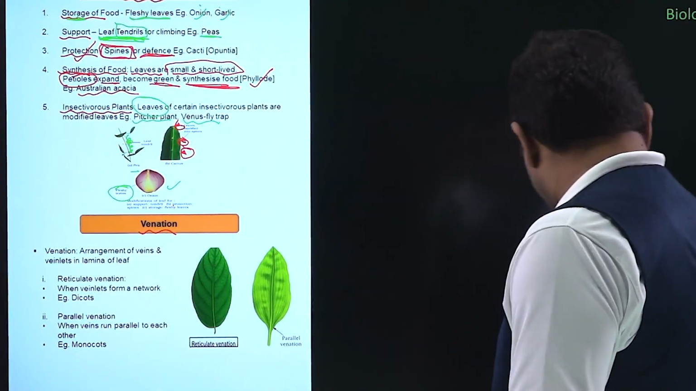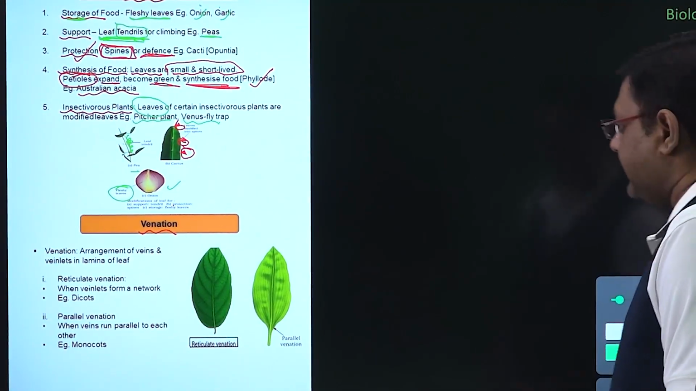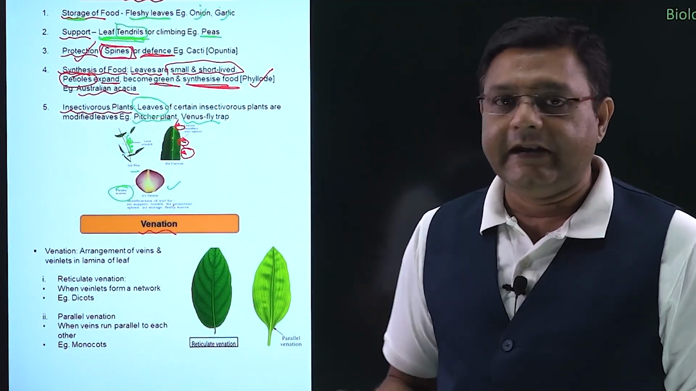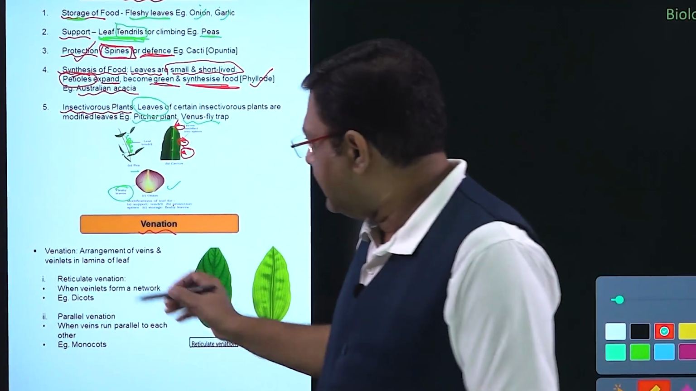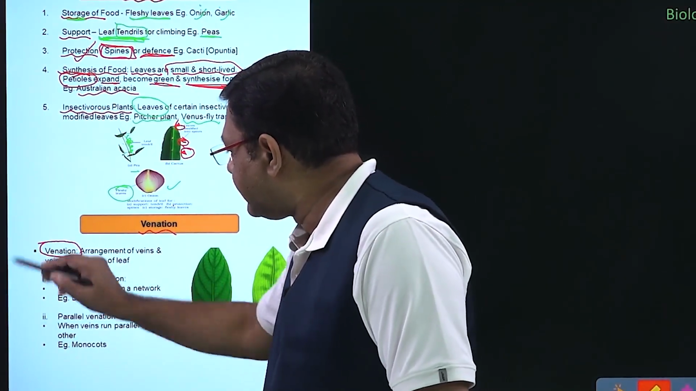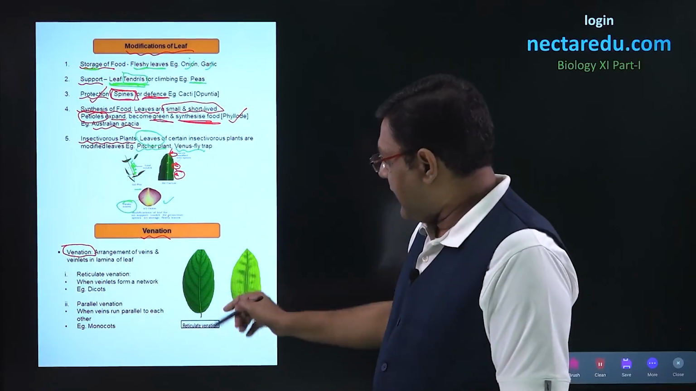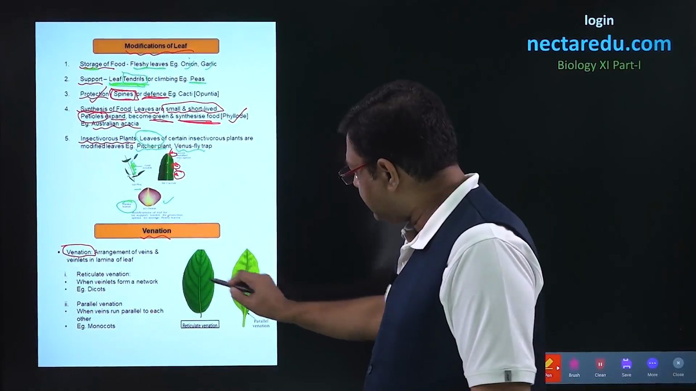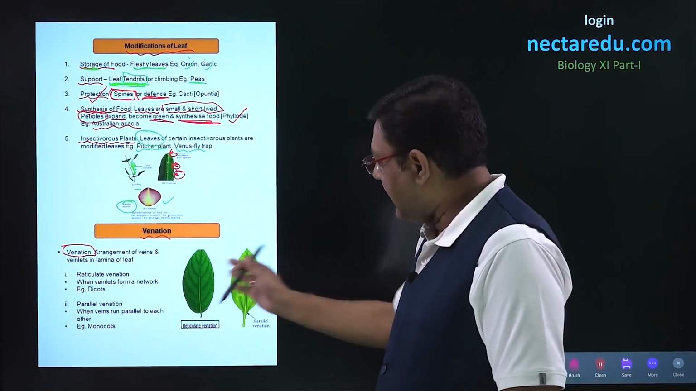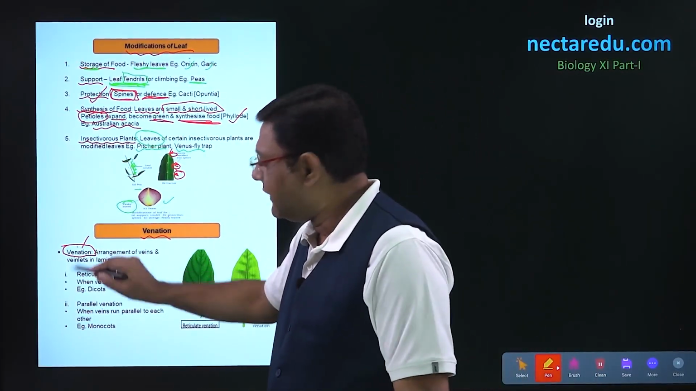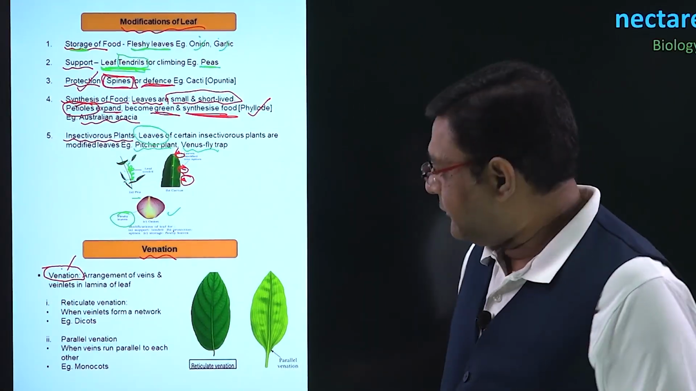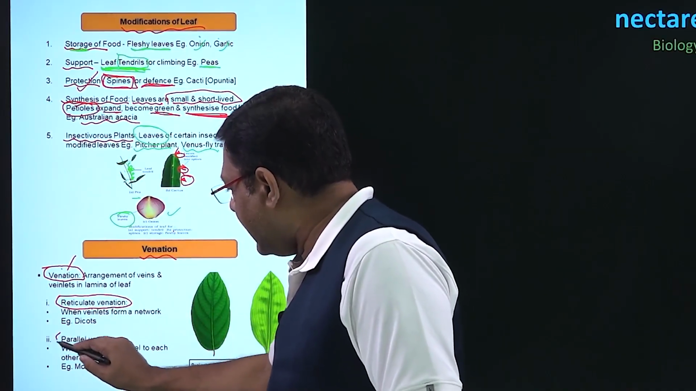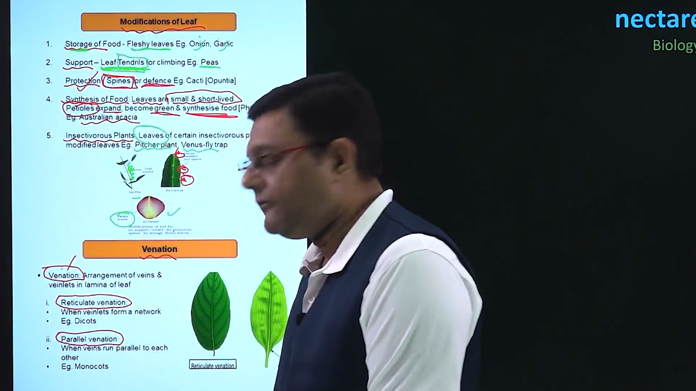After this, coming to the topic that is venation. Now, arrangement of veins and veinlets in a leaf, in lamina of leaf, is called as venation. Now, as we see in both these two cases, we can see the different arrangement of veins, and this arrangement is actually the venation. Now, venation can be of two types. We can say it can be reticulate venation, and the second type can be parallel venation.